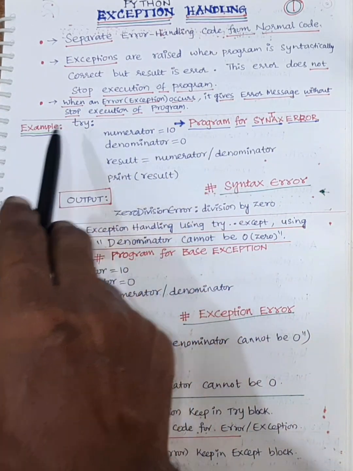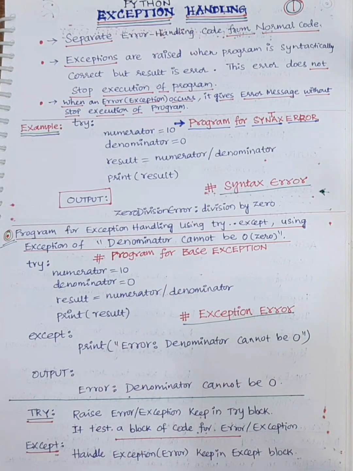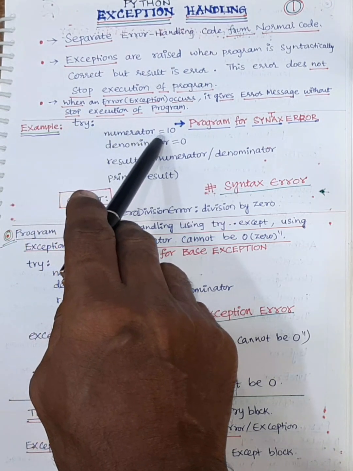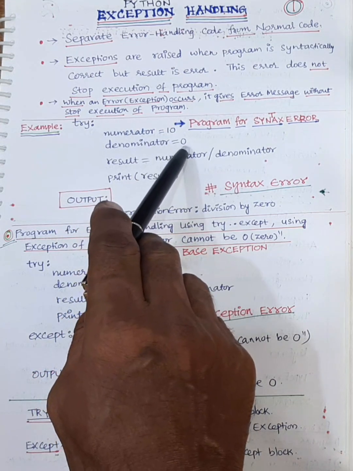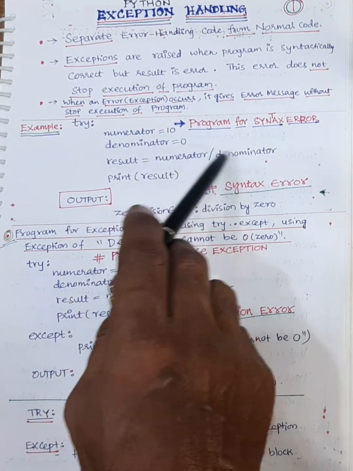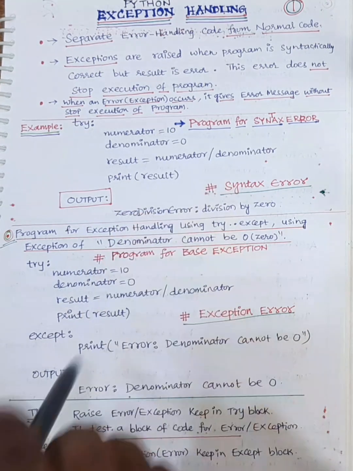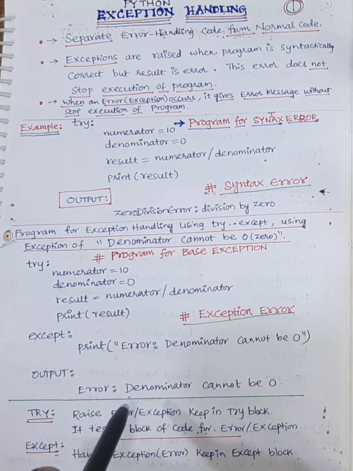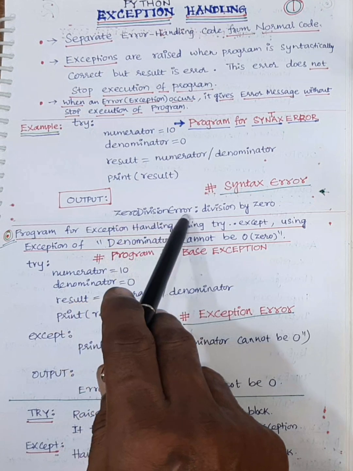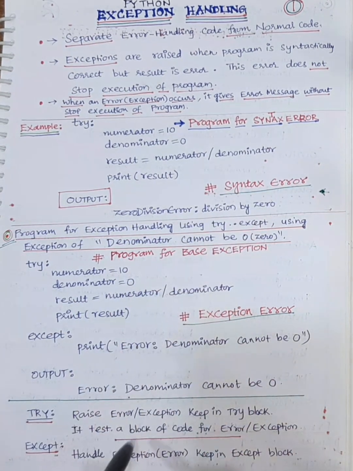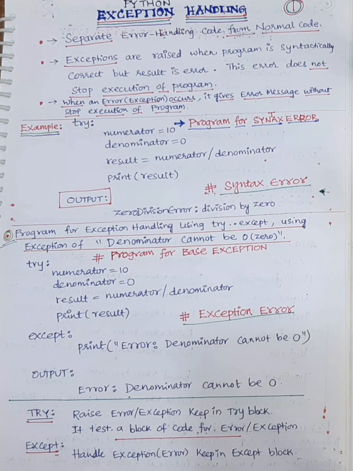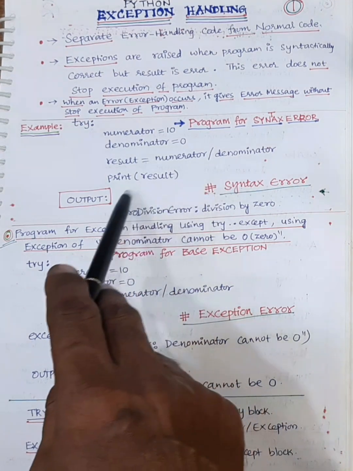Here you see we are using try. Here we use numerator is 10, denominator is 0. Result is numerator by denominator. What is the numerator? 10 by 0 is infinity. So this is the runtime error. We cannot get the output. What we usually get is the error ZeroDivisionError, division by 0. Okay, this is the runtime error. The program will be aborted. The program execution will be stopped in the middle for this program.